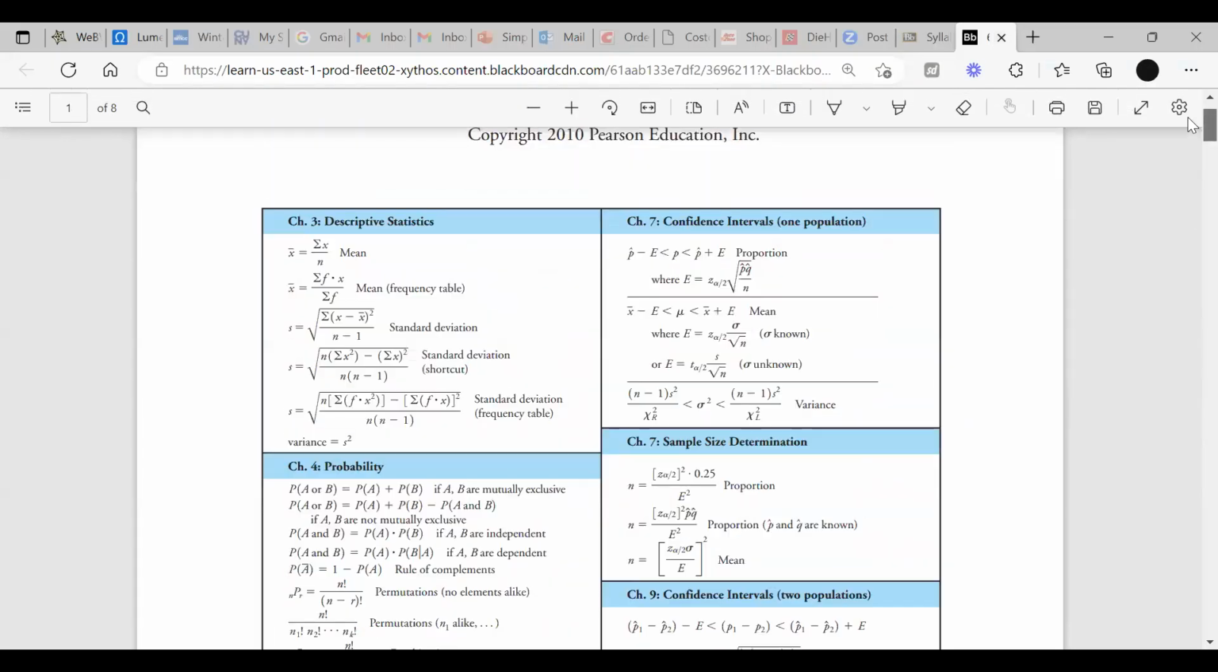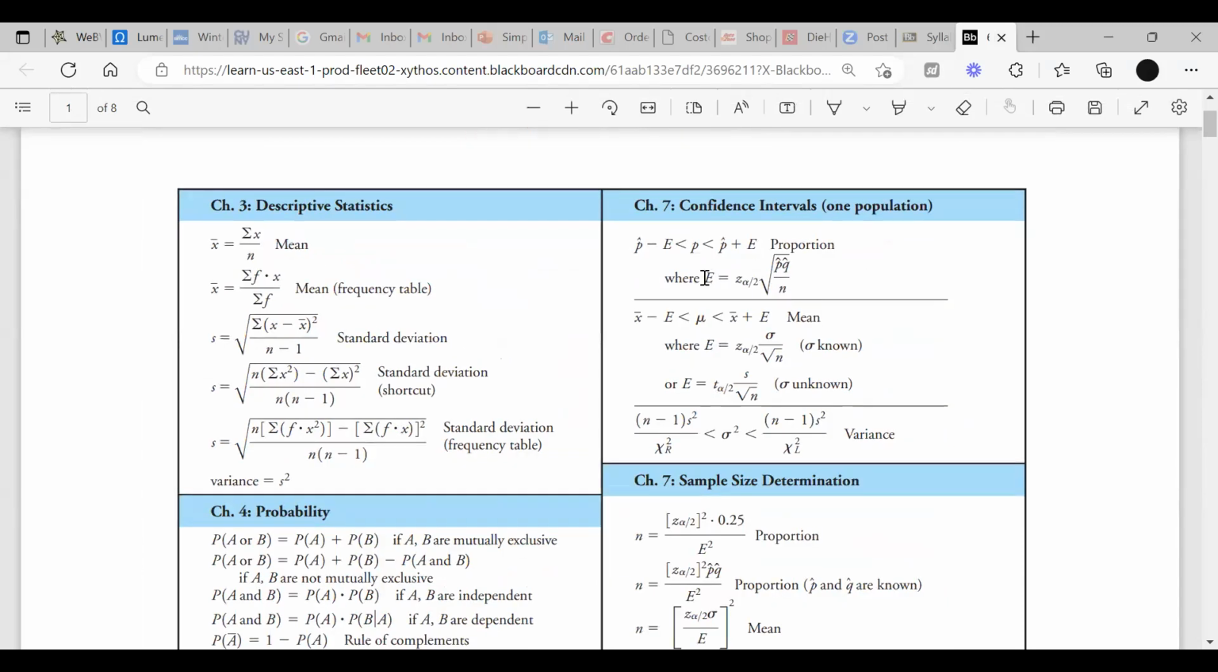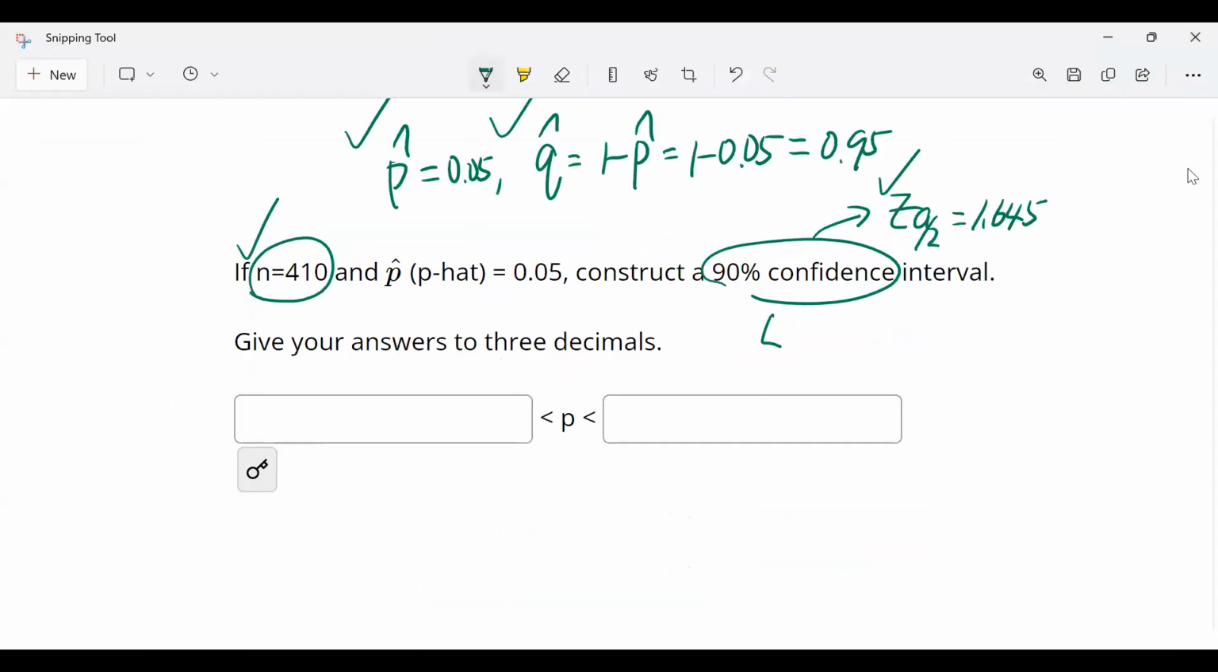If you know the sample size, p hat, q hat, and critical z-score, go back to table A2, the formula sheet. The formula we are using is the margin of error formula: critical z-score times the square root of p hat q hat over sample size. It will be 1.645 multiplied by the square root of 0.05 times 0.95 over 410.